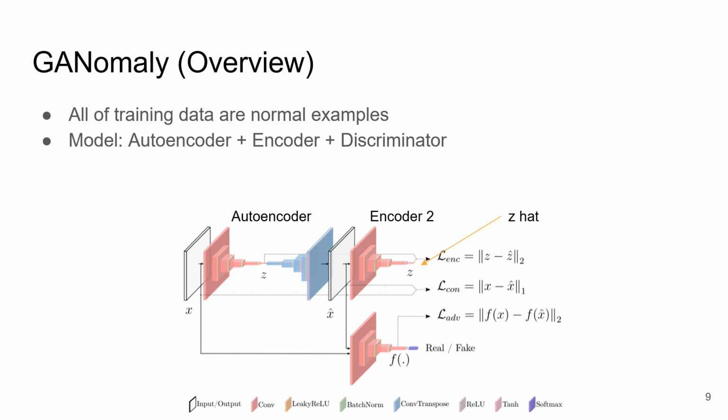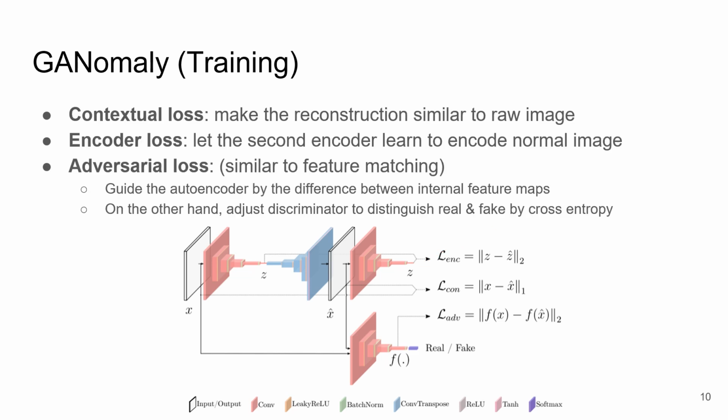And here is their model structure illustration. Here they use an autoencoder and concat, followed by a decoder. And there is a discriminator to distinguish their reconstruction and raw input. Okay, there are three loss functions: contextual loss, encoder loss, and adversarial loss.